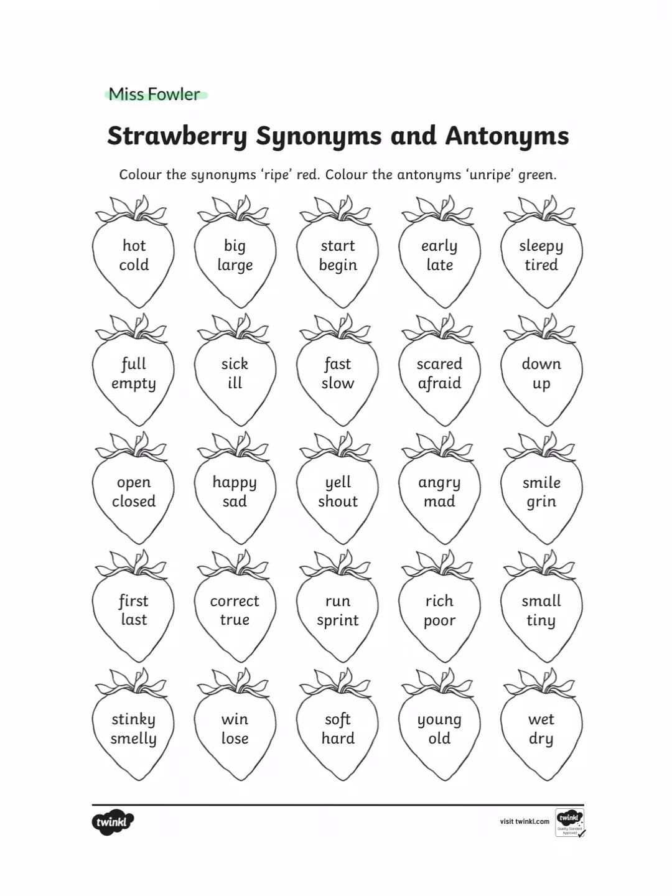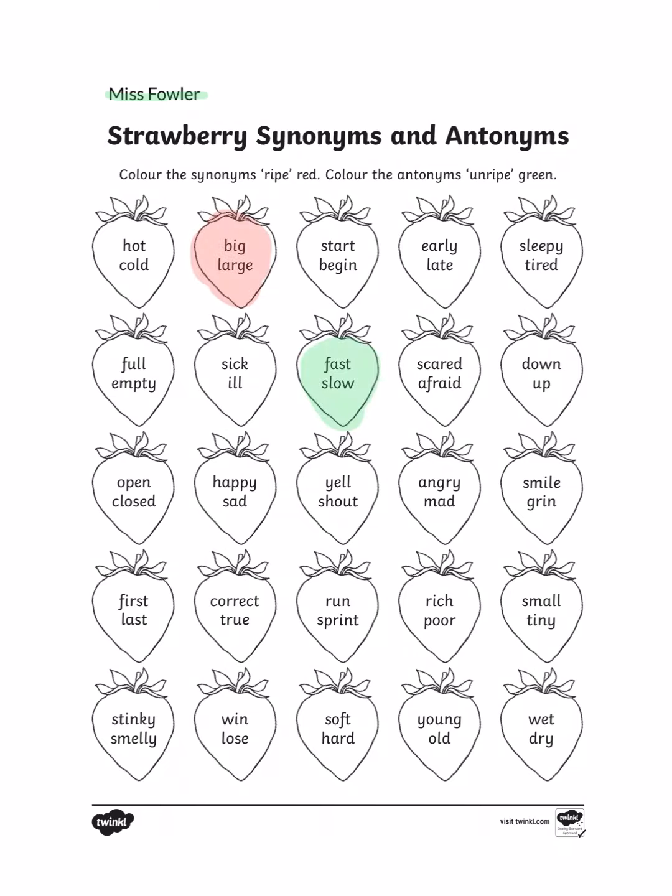A synonym is a word that has the same meaning as another word. So, for example, big and large, they mean the same thing. An antonym is a word that is opposite to that word. So, for example, fast and slow.